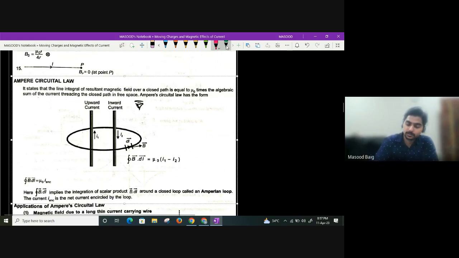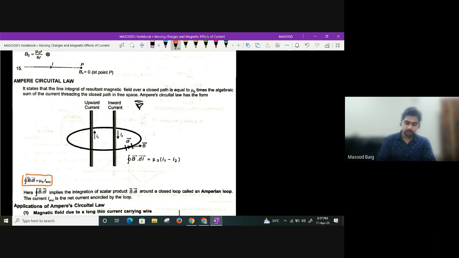Then we have Ampere circuital law. So what is Ampere circuital law stating? Very simple logic. The line integral of the resultant magnetic field over a closed loop would be equal to mu naught times the net current threading the loop, guys. So this is the actual formula again. Now, which current should be taken as positive and which as negative is very important, guys.